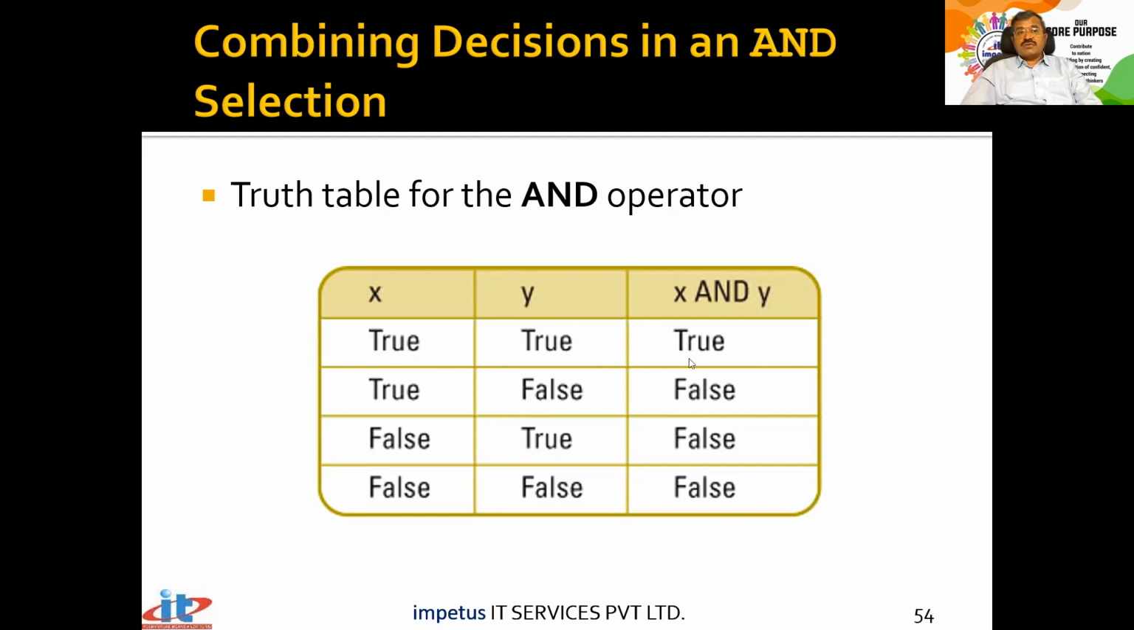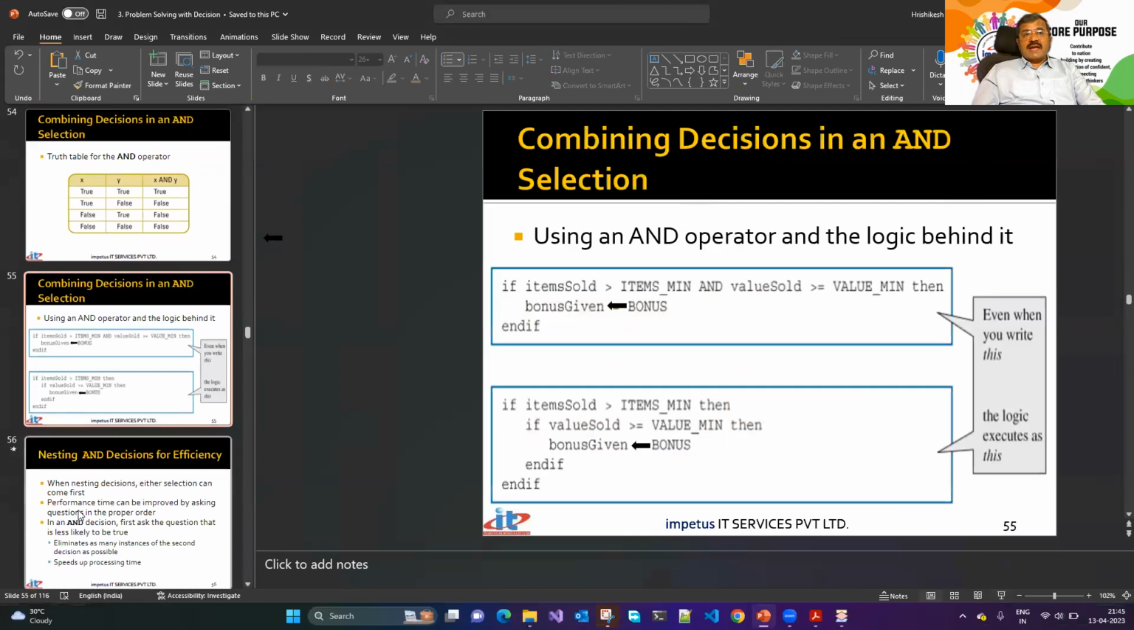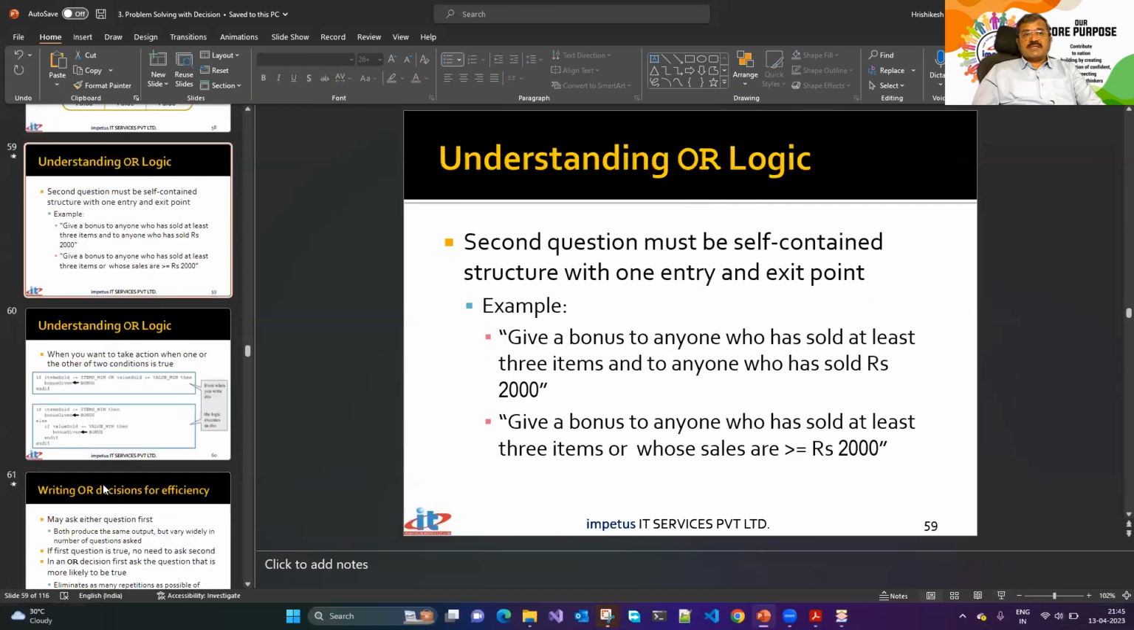So true and true is true. False and anything is false. False and true is also false. False and false is also false. What is true is only true and true. So for you to proceed further, both the conditions have to be true. That's about and. But let's talk about a scenario where we can use and, and how we can replace this and very easily.